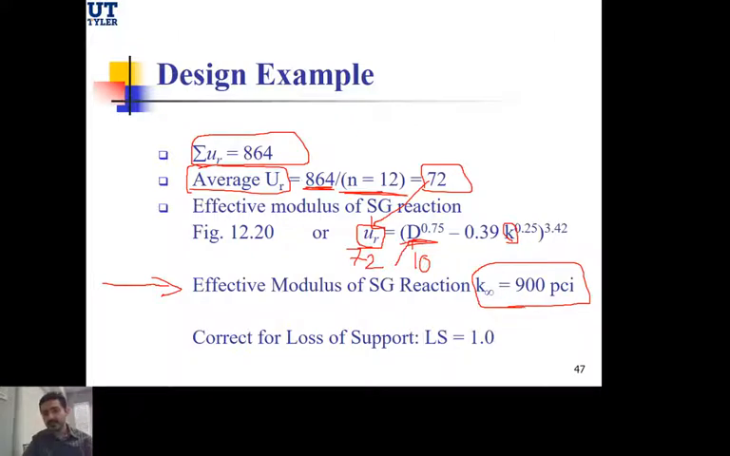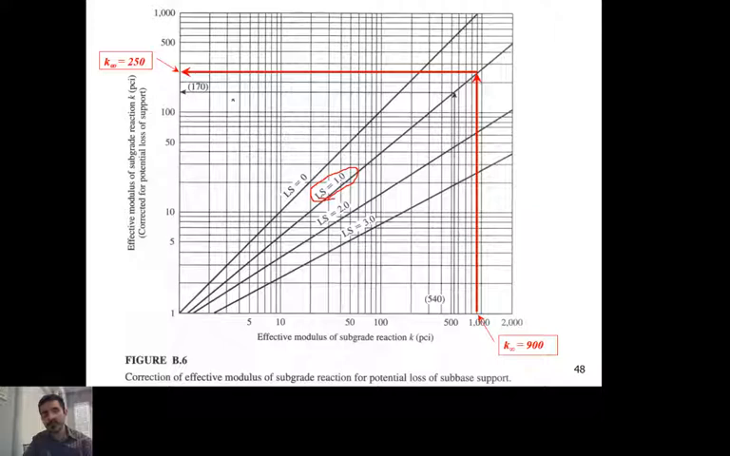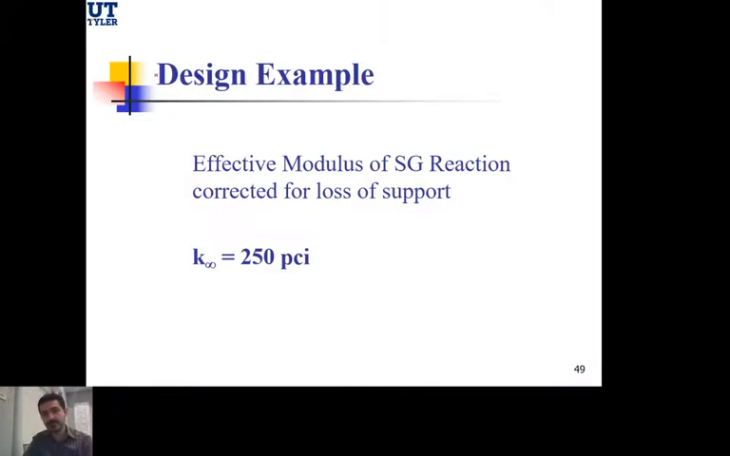The last correction to do has to do with the K value as the loss of support. I was told that the loss of support is equal to 1. So I would go now from 900 all the way up to the line that corresponds to loss of support equal to 1, and therefore the K infinity is equal to 250. So this is the number that I'm going to need for my design, based on my assumptions that may or may not be close to the reality.